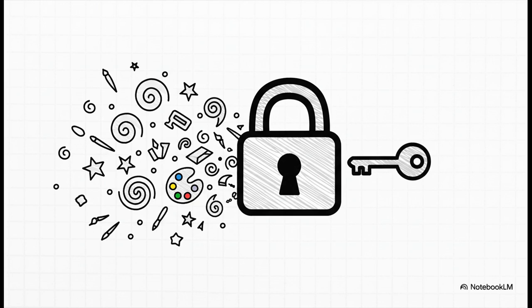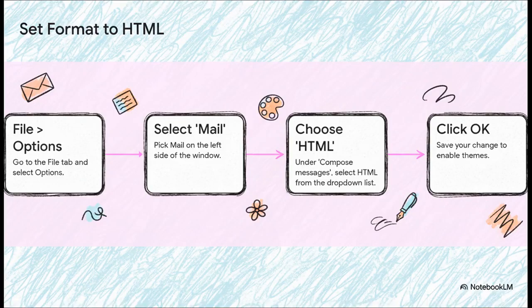Now, before we get to the fun part of picking out designs and colors, we gotta do one quick little check to make sure Outlook is ready. Don't worry, it's super fast, you only have to do it once, and it unlocks all the good stuff. So here's the deal. For any of these themes to actually work, your emails have to be in HTML format. That's what lets you have all the fun stuff like colors and images. It's a really easy fix.